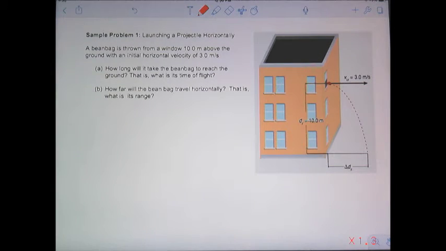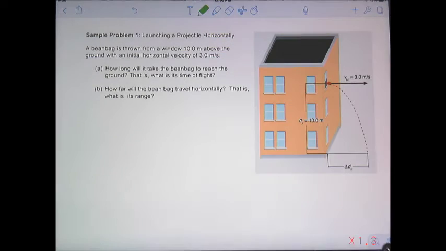A beanbag is thrown from a window that is 10 meters above the ground with an initial horizontal velocity of 3 meters per second. Part A, how long will it take the beanbag to reach the ground? That is, what is its time of flight? And part B, how far will the beanbag travel horizontally? That is, what is its range?